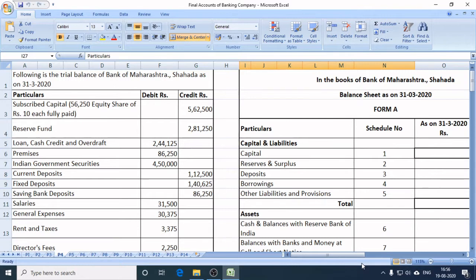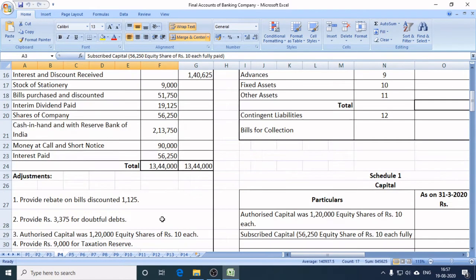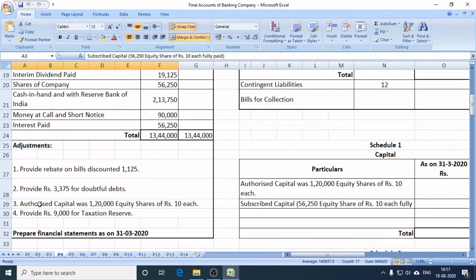Hello students, in this video lecture, I will explain to you how to prepare the balance sheet and profit loss account of a banking company as per the prescribed format in Banking Regulation Act 1949. Let's begin. Now this is the example. Here we have the trial balance, and at the foot of the trial balance there are four adjustments.